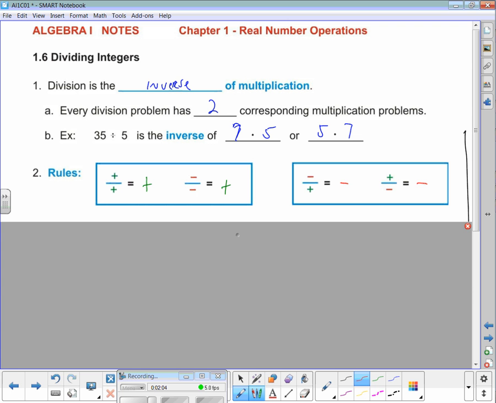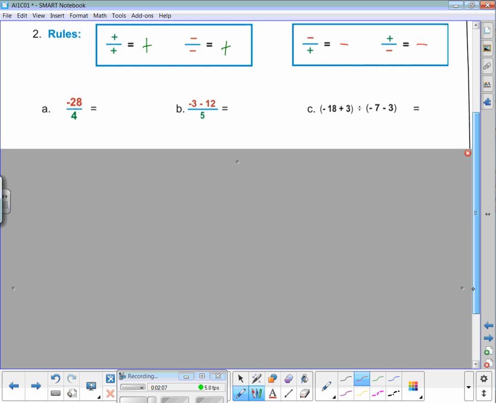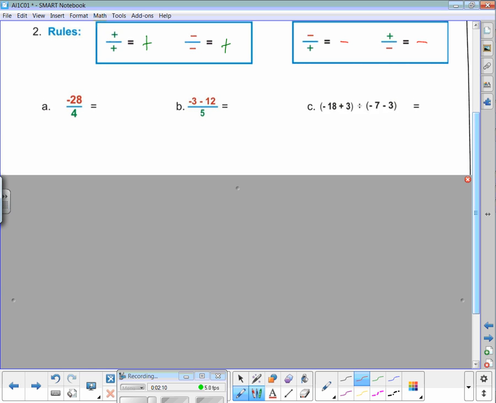This is just a bunch of review, and it's not worth a whole lot of time, so we're going to go fast because you guys know all this stuff. Negative 28 divided by a positive 4 is, of course, negative 7, because negative divided by a positive is a negative. How many 4s can go into a negative 28? The opposite of 7 4s. Such is life. What do we got for B? Negative 15 over 5, and of course that is negative 3.